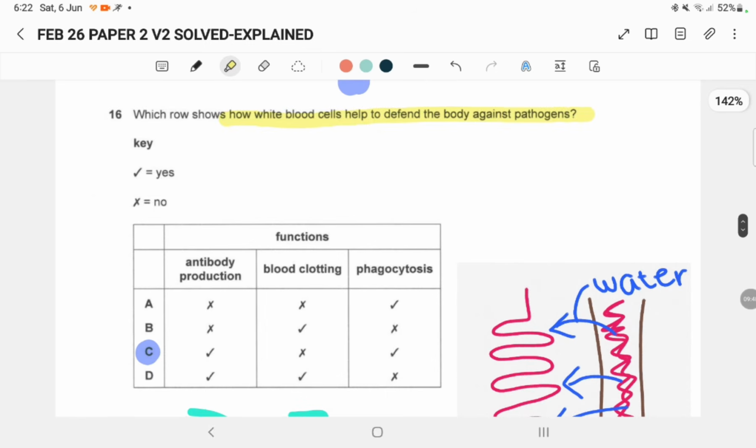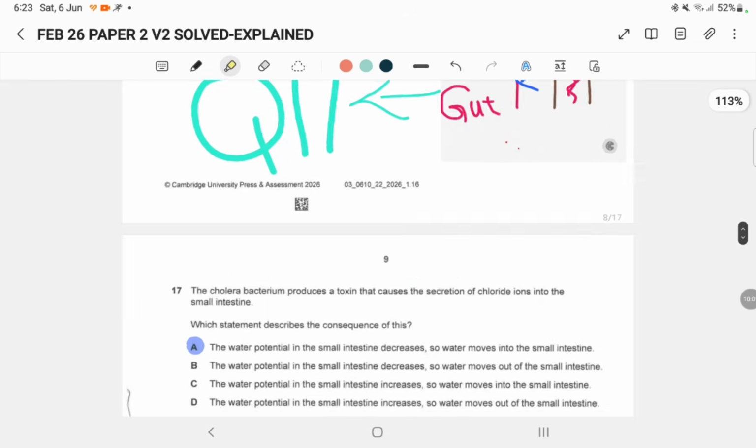If he told you how to prevent the pathogens entering your body, well, blood clotting will be a right option, because basically when you have a blood clot on your skin, you prevent any germs, any pathogens, any bacteria from entering into your bloodstream. So in that case, it would be a correct option. But for this question number 16, the answer will only be letter C.